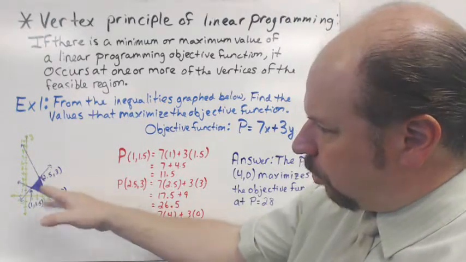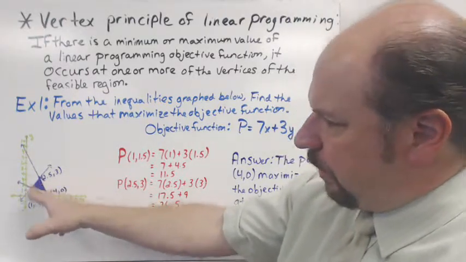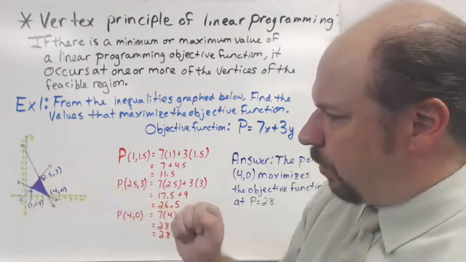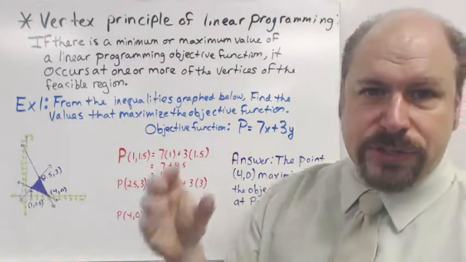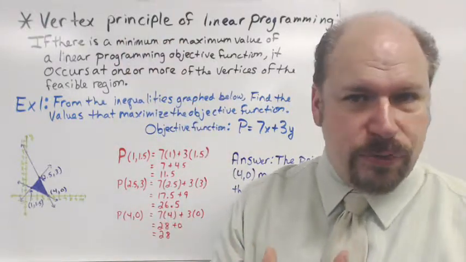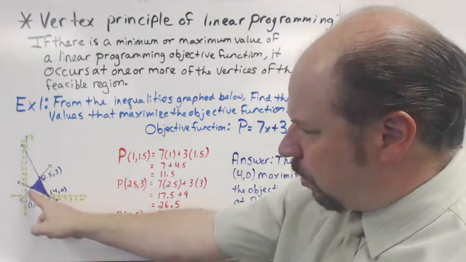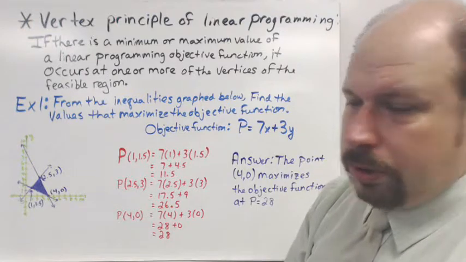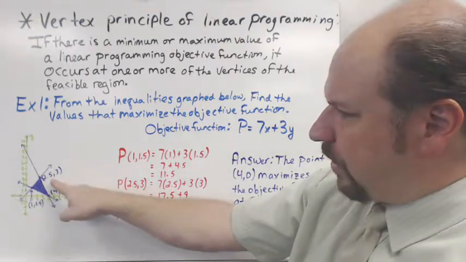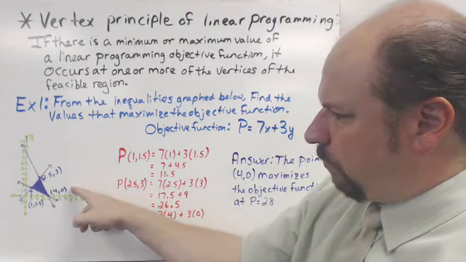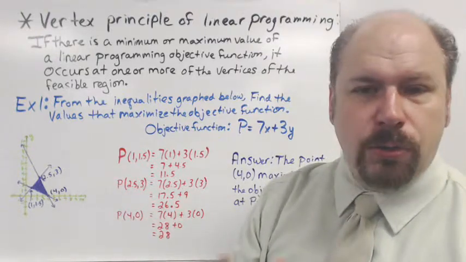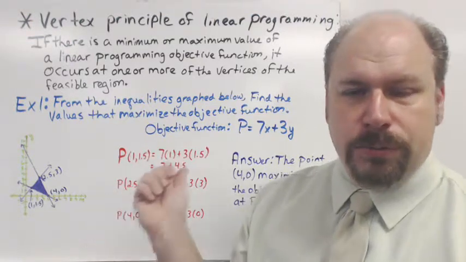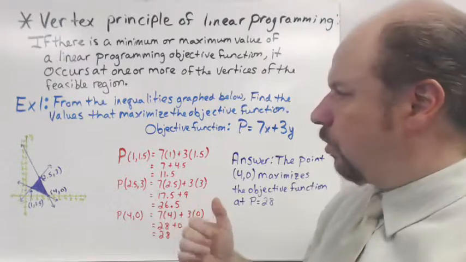Okay, if we take a look on our graph, notice the shaded region where they're all overlapping. This is the feasible region right here. The vertex principle tells us we want to look at where those vertices are. I have labeled the vertices here for you. We have a vertex at (1, 1.5), a vertex at (2.5, 3), and a vertex at (4, 0). So what we're going to do is take each of those points and put them into our objective function and see which one is the largest.